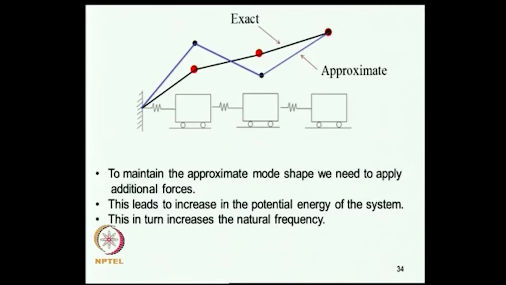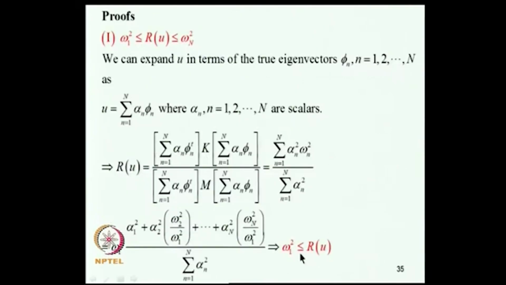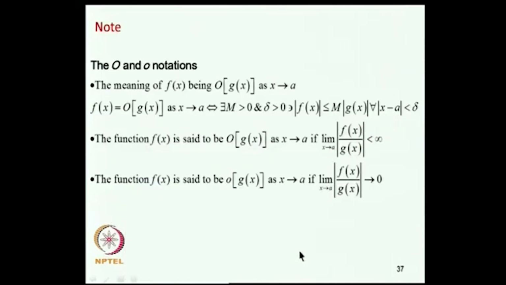The second result that I stated has this notation order epsilon square. Now, what I want to do is first define what exactly this notation means. So, we will see that first, then before going to the proof. We use what are known as the capital O and lowercase o notations.